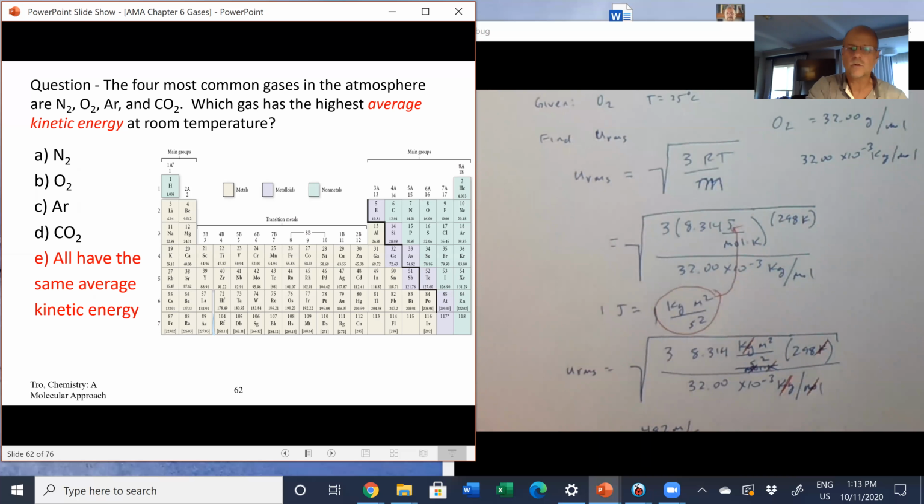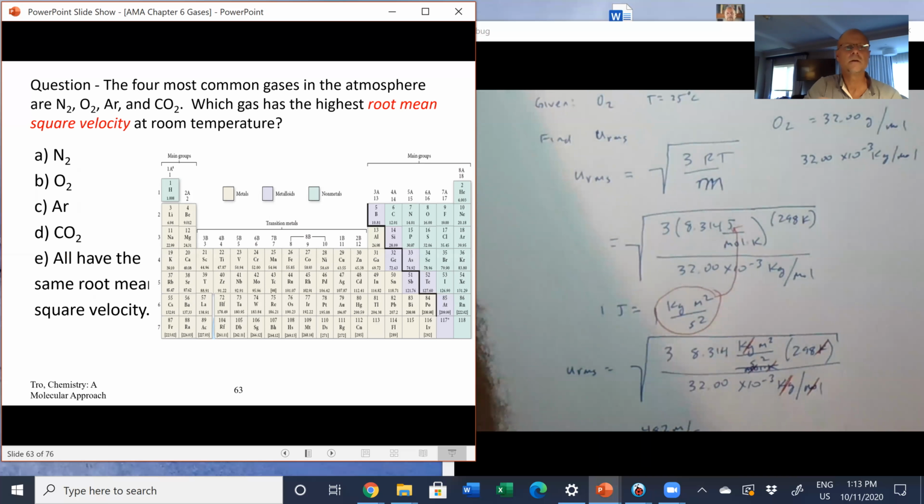One more question for you. Very similar question. Again, the four most common gases in the atmosphere: nitrogen, oxygen, argon, and carbon dioxide. Now the question asks, which gas has the highest root mean square velocity at room temperature? Go ahead and pause it now and try to answer the question.